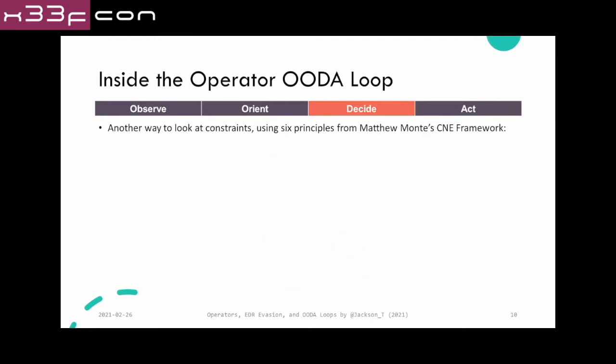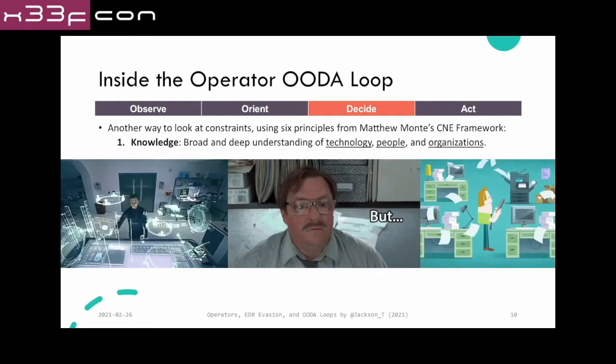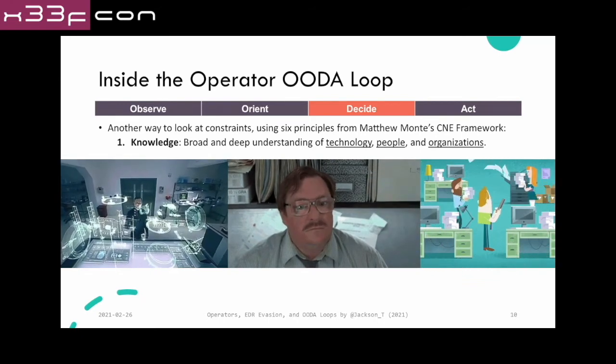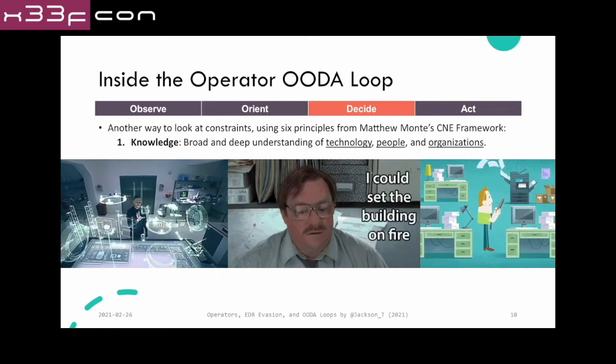So after I go through these principles, I'll then map it back to how we can use them to make decisions during ops. So the first one here is knowledge, which is the broad and deep understanding of technology, people, and organizations. If we can think of this principle as being variable, then we might want to consider what type of skill set we want to emulate.